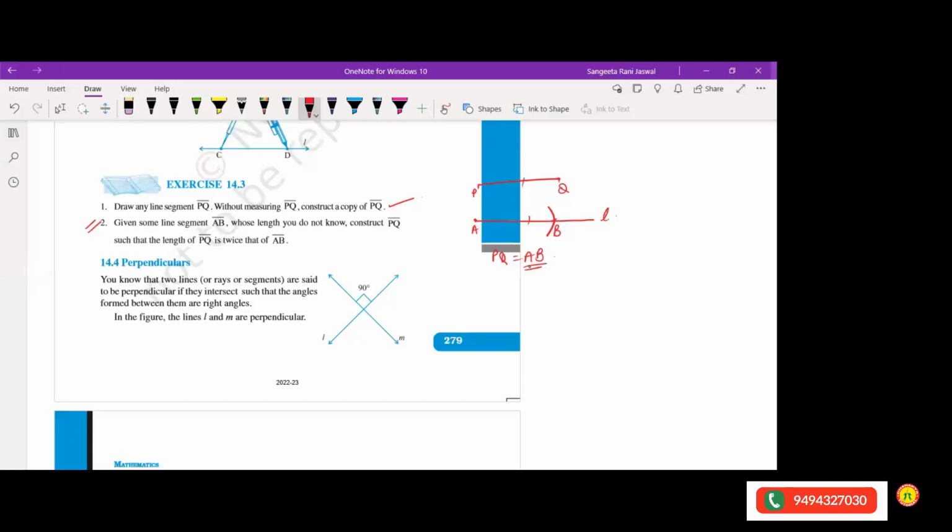Okay, we'll do only this much here till today. For today we'll do only this much, 14.3, and tomorrow we'll continue with the next exercise.